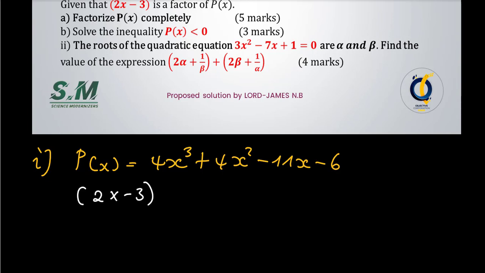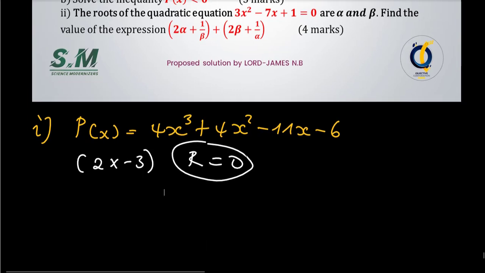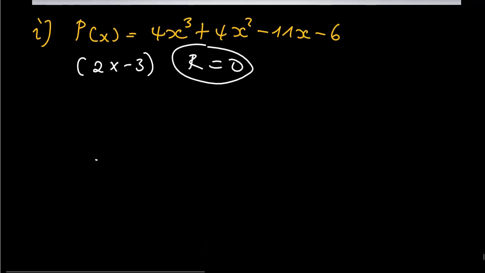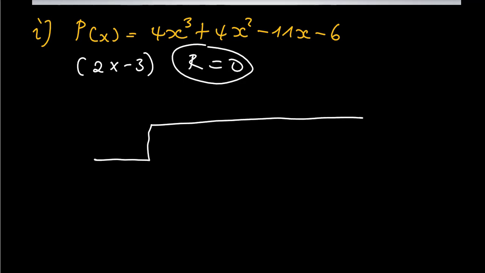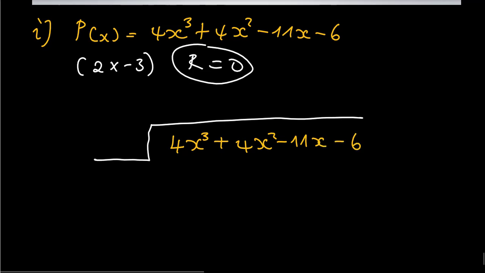What proves that this is a factor is if at the end of the division our remainder r is equal to 0. That's from the factor theorem. So let's do that division and verify that 2x minus 3 is truly a factor. We have the polynomial 4x cubed plus 4x squared minus 11x minus 6, divided by a linear expression of the form 2x minus 3.